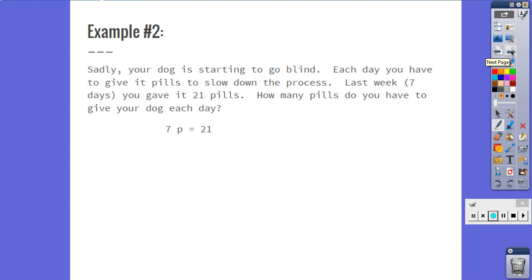Example 2. Sadly, your dog is starting to go blind. Each day you have to give it pills to slow down the process. Last week, which was 7 days, you gave it 21 pills. How many pills do you have to give your dog each day?